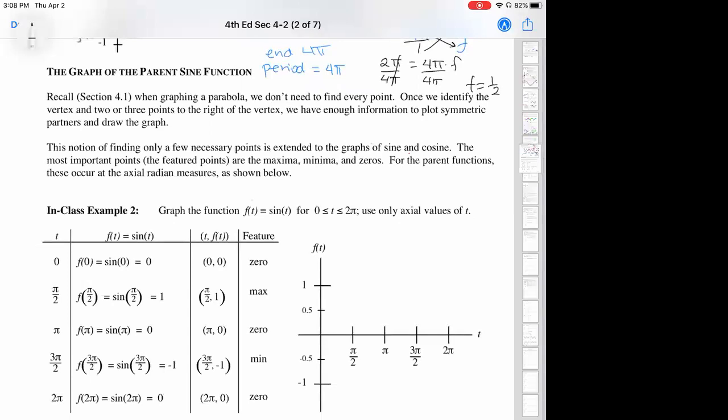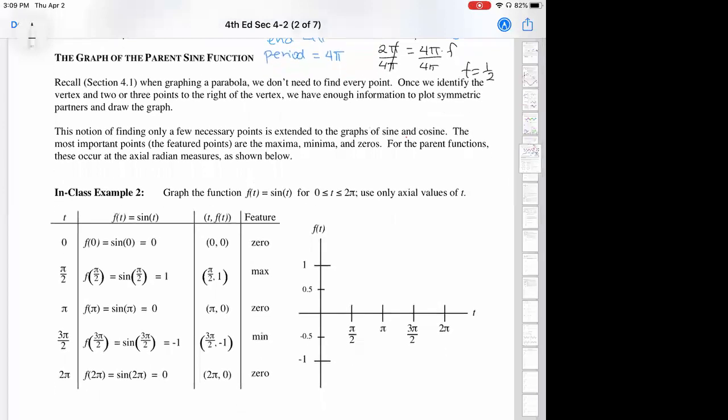Let's continue forward. The graph of the parent sine function. Recall from section 4.1, when graphing a parabola, we don't need to find every point. Once we identify the vertex and 2 or 3 points to the right of the vertex, we have enough information to plot the symmetric partners and draw the graph. This notion of finding only a few necessary points is extended to the graphs of sine and cosine. The most important points, the feature points, are the maxima, minima, and zeros. For the parent functions, these occur at the axial radian measures, as shown below.